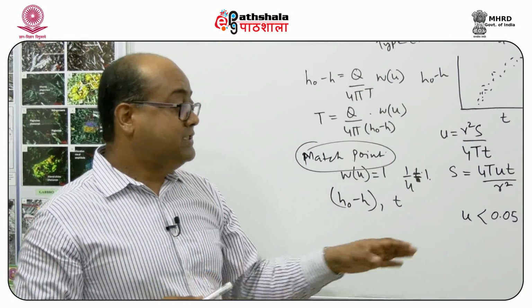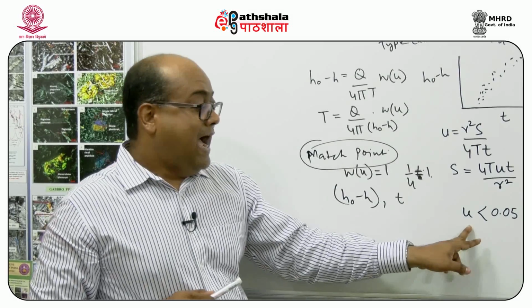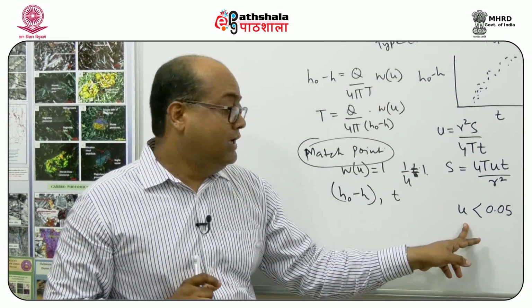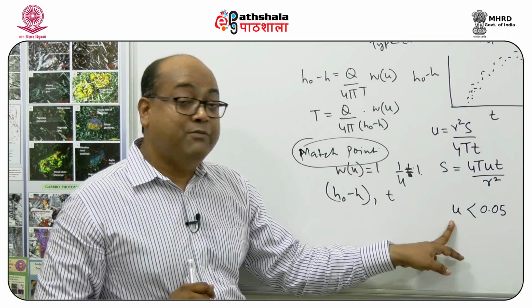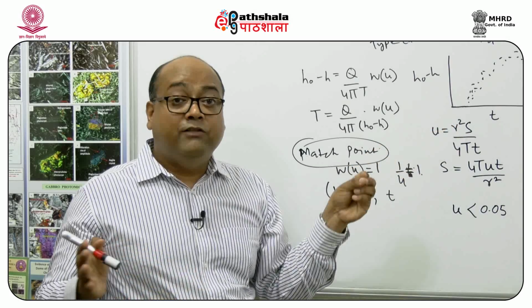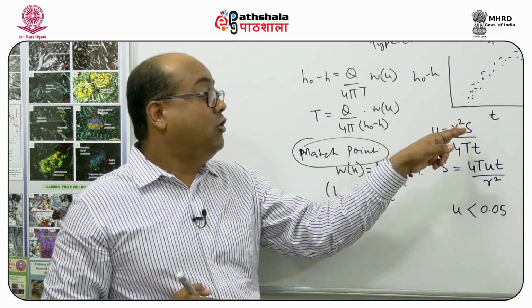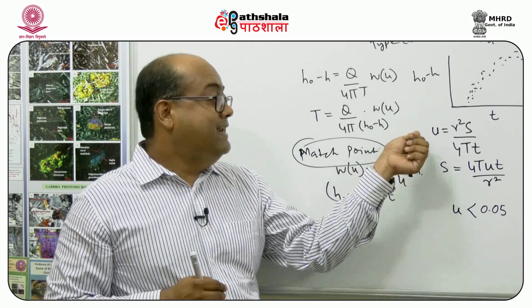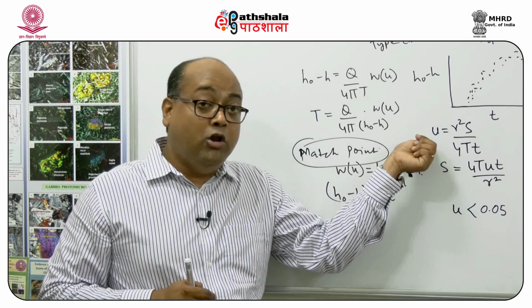So what he saw was that for lower values of t, or if the value of u is very, very small, how can a value of u be small? Number one, if you look at this equation, if the observation well is very close by, because of the radius, if the radius is small, then the value of u can be small.